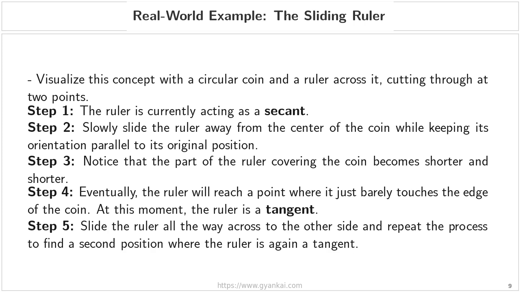Finally, in step 5, if you continue sliding the ruler all the way across to the opposite side of the coin and repeat that same movement, you will find a second, identical position where the ruler touches the edge. This perfectly demonstrates our conclusion from the previous slides, that for any given secant, there are exactly two parallel tangents, located on opposite sides of the circle. With this visual in mind, let's move on to summarize the key takeaways from today's lesson.